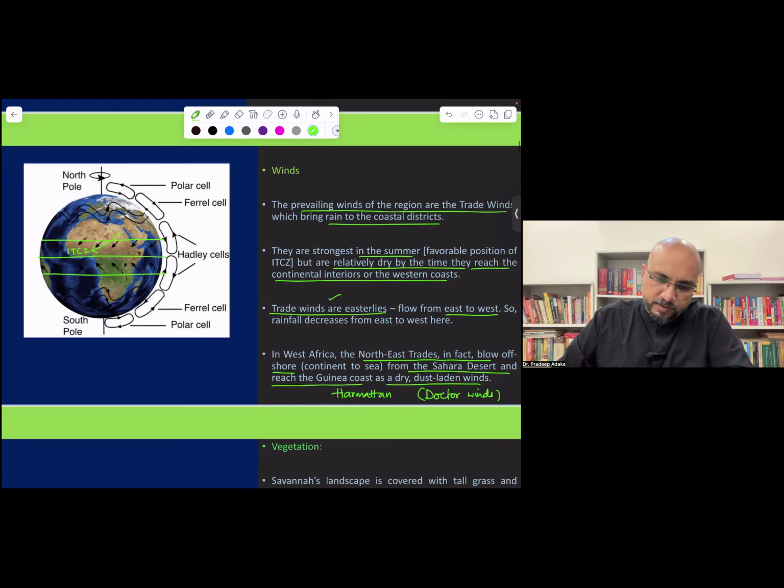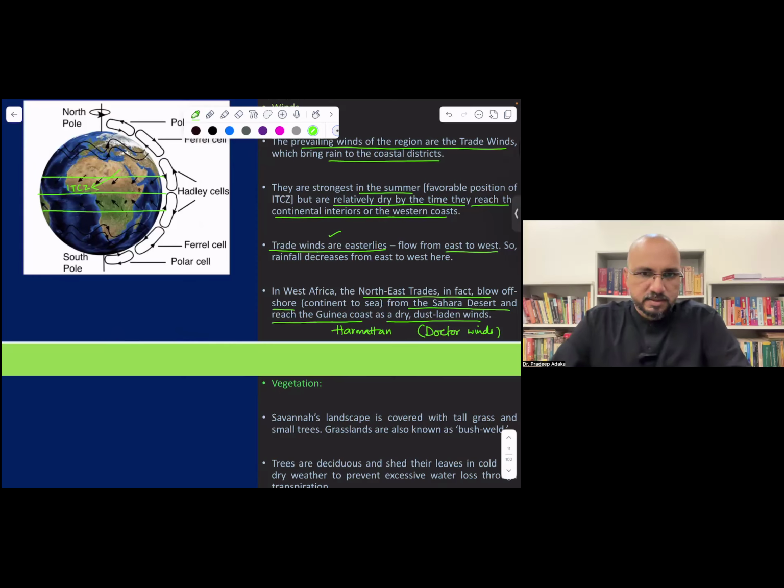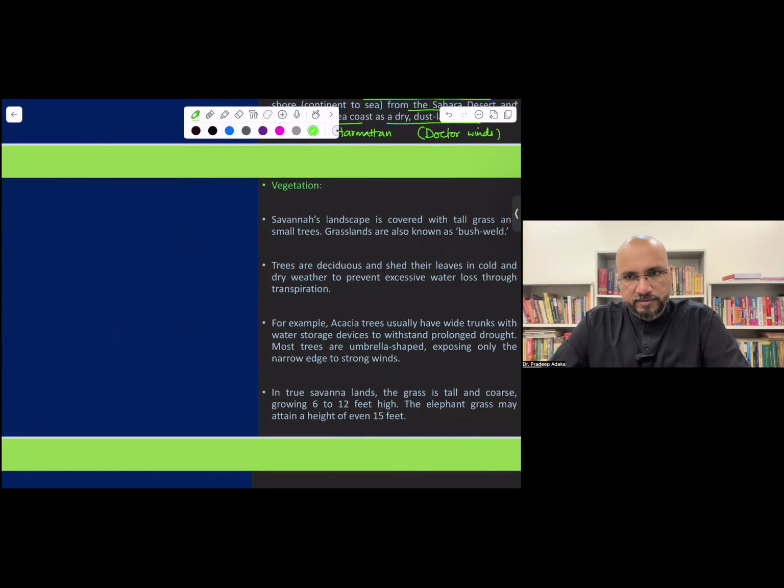Okay, so these trade winds, as they're flowing from east to west, they bring little bit of moisture, and most of the moisture is precipitated in the eastern coast. By the time they enter the interior, the rainfall reduces, and by the time they reach the western coast, they're almost dry. So that is why most of the deserts are found in the western parts of the continents.